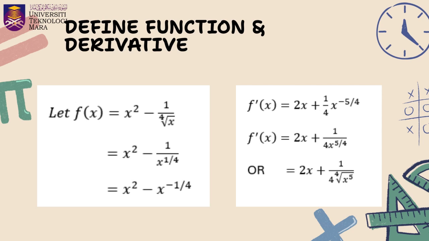Differentiate the function using the power rule. The derivative of x squared is 2x. And for the exponent negative 1 over 4, we'll bring it to the other side, so it becomes a positive number, but then we'll also subtract 1 from the exponent, so now we'll have 1 over 4 x to the power of negative 5 over 4. This can also be rewritten as 1 over 4x to the power of 5 over 4, or 2x plus 1 over 4 times the 4th root of x to the power of 5.